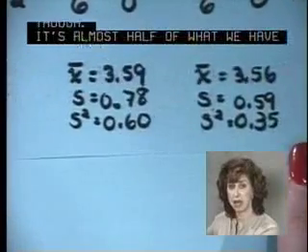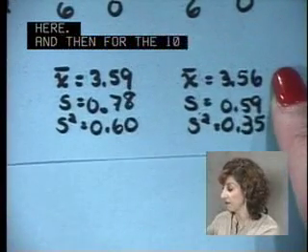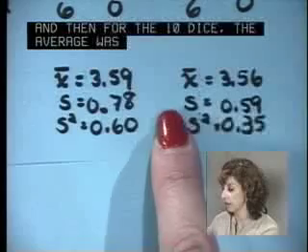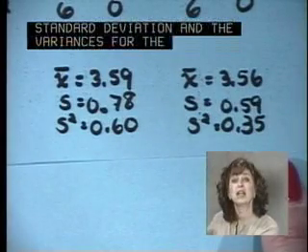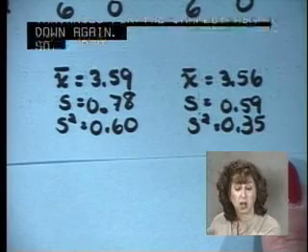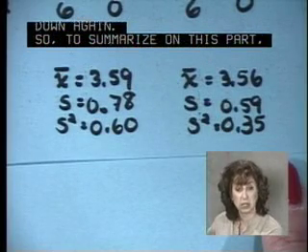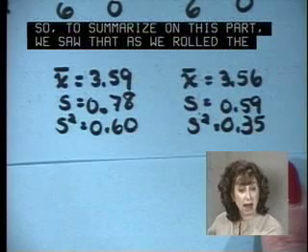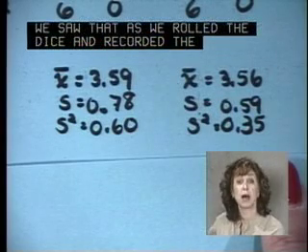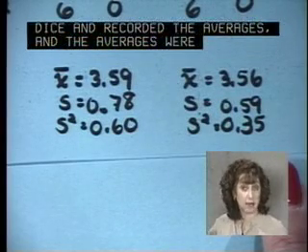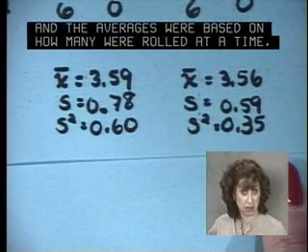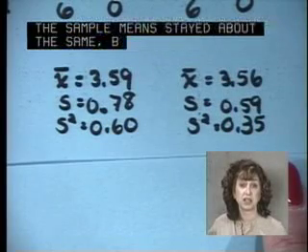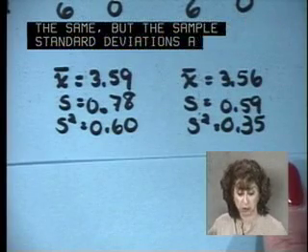And then for the 10 dice, the average was 3.56, and the standard deviation and the variances for the samples went down again. So to summarize this part, we saw that as we rolled the dice and recorded the averages, and the averages were based on how many were rolled at a time, the sample means stayed about the same, but the sample standard deviations and the sample variances decreased.